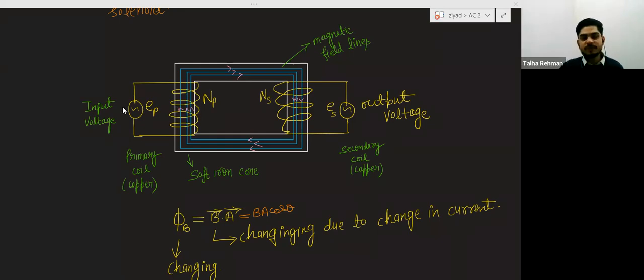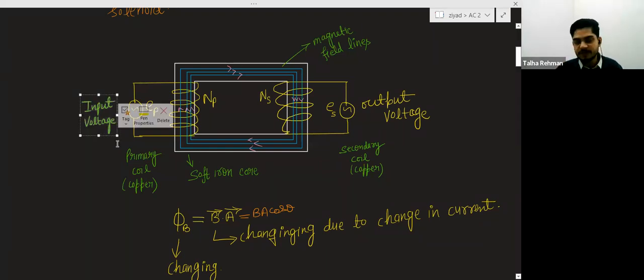So here you are giving some input voltage that you want to increase or decrease. This voltage we want either to decrease or to increase according to the requirement. Sometimes we require low voltage, sometimes we require high voltage. Suppose we want to run a device of high power wattage, so in that case there will be a requirement of high voltage.